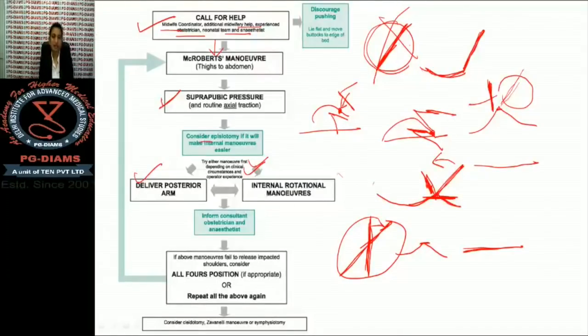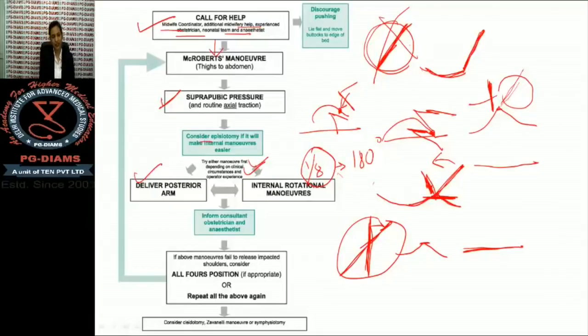If this doesn't happen, we rotate it by 180 degrees. While rotating it by 180 degrees, with the help of a screwing movement, one shoulder comes below the other shoulder and it becomes easier to deliver the baby. So that is internal rotation. It can be by 1/8 of a circle or by a complete 180 degrees. If it doesn't deliver by rotating 1/8 of a circle, then you go to rotating it a complete 180 degrees.